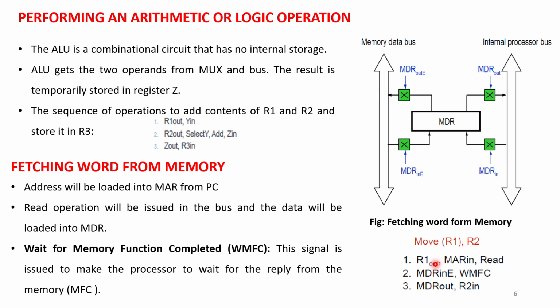R1 out: get the value of R1 out and store it in MAR. If the brackets were not given, you could directly use the value of R1, but it's indirect addressing, meaning the address of the operand is stored in R1, so we have to refer to memory. Store the address in MAR in, give the read signal, load the value into MDR in, wait for the memory function completed, get the value of MDR out and store it in R2. This is the way we generate the control signals for performing this task.